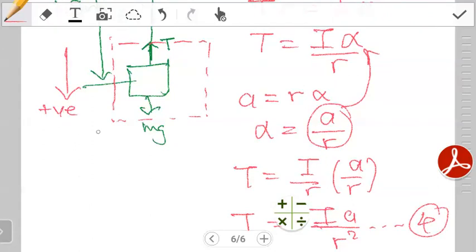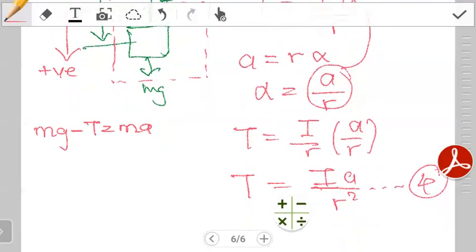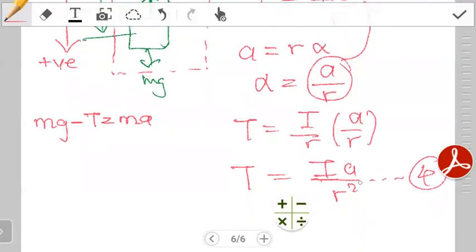If that's the case, then mg is positive. Tension is going up, so it becomes negative. This is equal to ma. So here now I'm going to substitute my expression for tension in this equation.